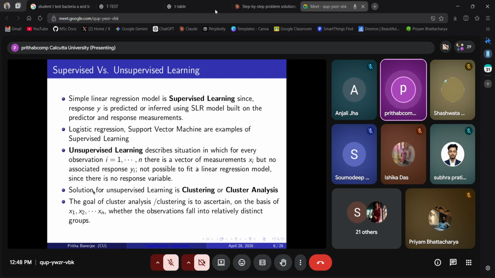So typically we try to identify, as I said, the natural clusters or natural groups present in the data. These are called clustering methods. The goal of cluster analysis or clustering is to ascertain, on the basis of a set of features, whether the observations fall into relatively distinct groups. That is what I was talking about, the natural clusters or natural grouping.